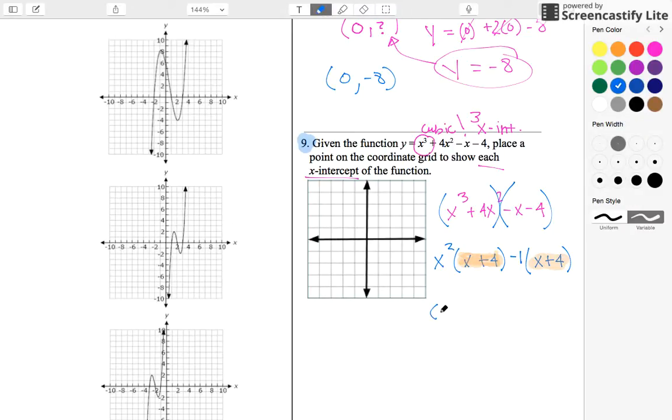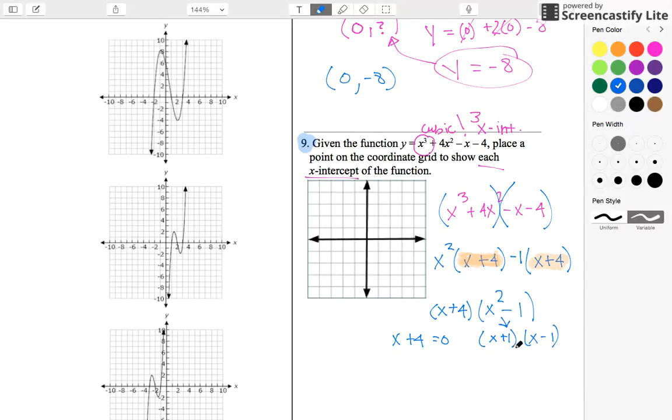So I have x plus 4 times whatever's left over. So I have x squared minus 1. Now, I need to factor these completely. I can see x plus 4 is equal to 0, but this right here is a difference of squares. So I know that can become x plus 1 times x minus 1.